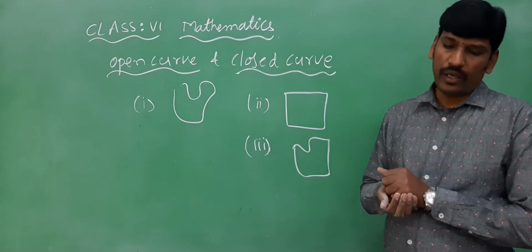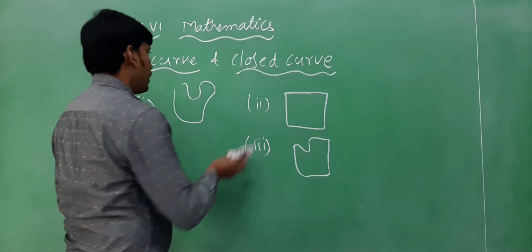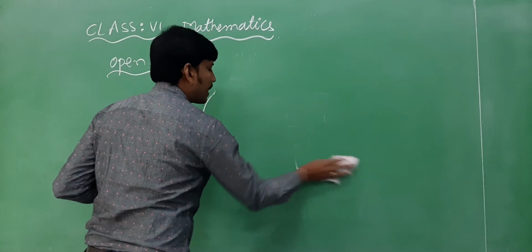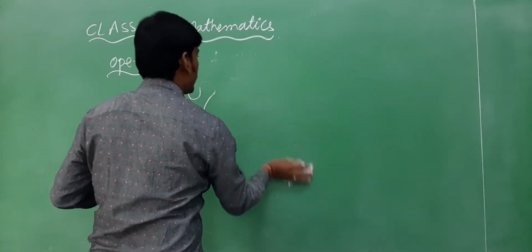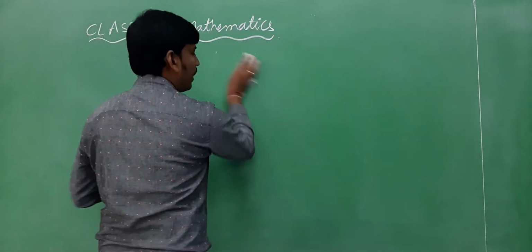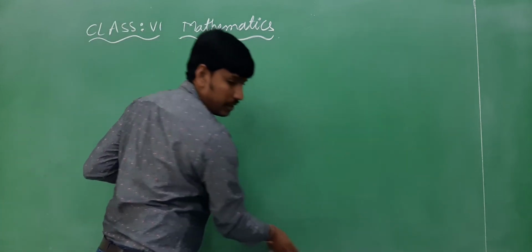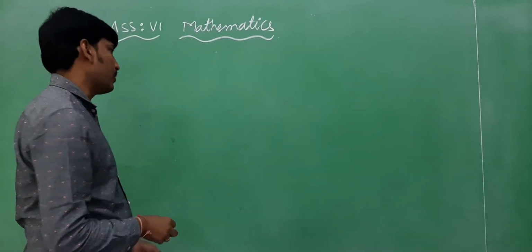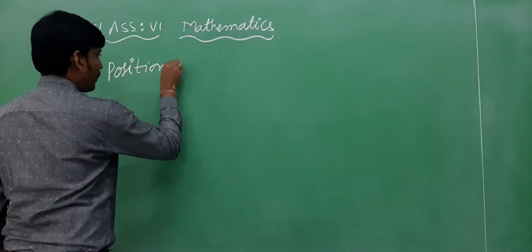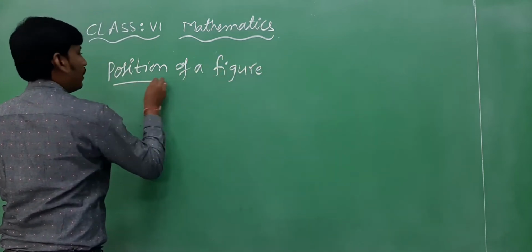Now coming to the position in a figure. What is the meaning of position in a figure? Generally, children, when we discuss the position of anything, there are three conditions. When we are discussing the position of a figure, there are three conditions.